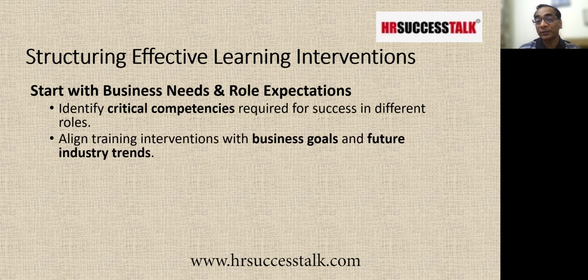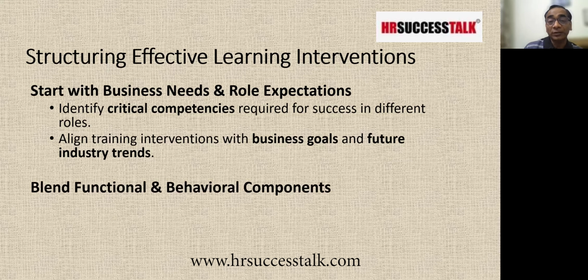Aligning training interventions with the business goals and future industry trends, this I have always spoken about. The business goals and the future industry trends are going to be crucial here because that is where you also obtain the management buy-in to allocate the budget for the training interventions you are designing for the teams.